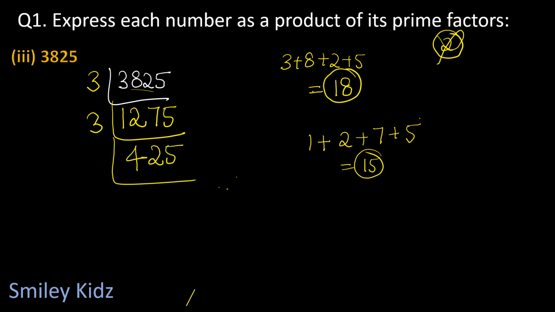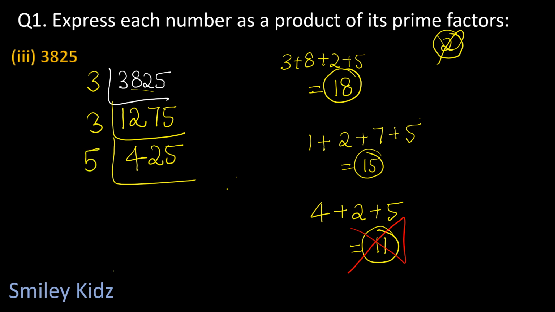So we have 425. Now is 425 divisible by 2? Not at all. Is it divisible by 3? Let's check. The sum of the digits must be divisible by 3. So 4 plus 2 is 6, 6 plus 5 is 11. Is 11 divisible by 3? Not at all. So the given number will not be divisible by 3. So let's check with the next prime number, that is 5. Obviously yes, right? 5 is definitely a prime factor of this number.